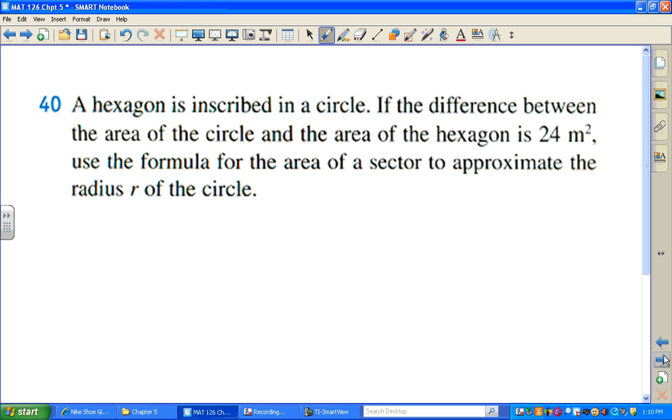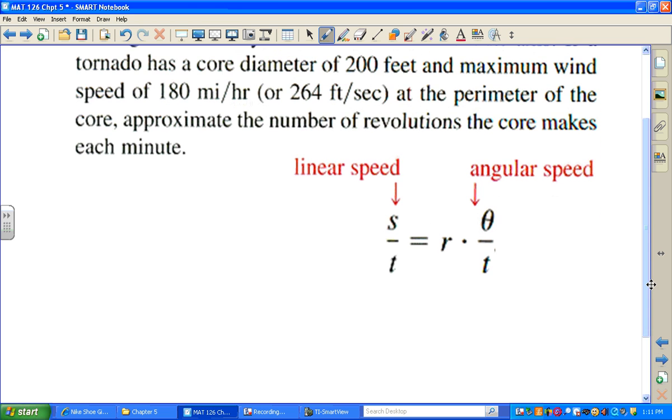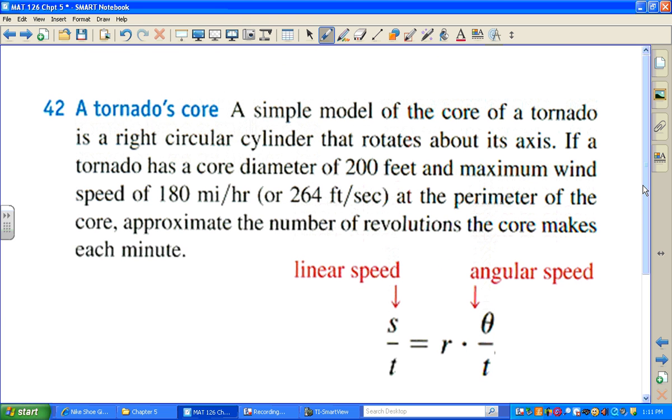Hexagon. Nice! Old school. A tornado's core? Are you kidding me? I saw that. Gulliver's Travels, the inverted whirlpool. Did anybody see that? No. You're missing out. Anyway, maybe we'll answer a homework question on that tomorrow. That's kind of cool.